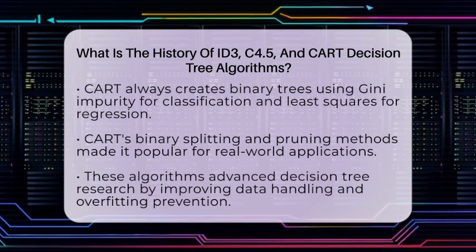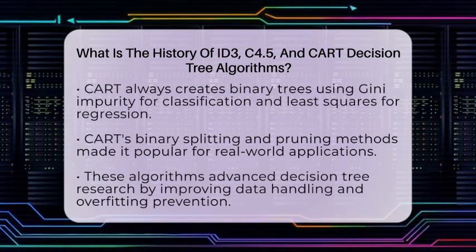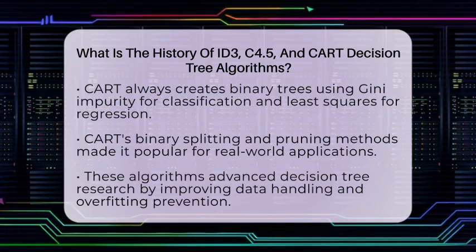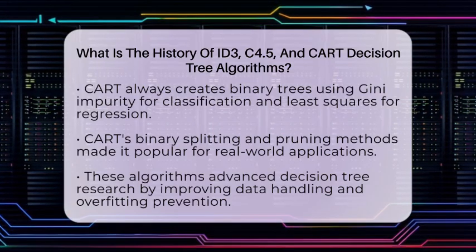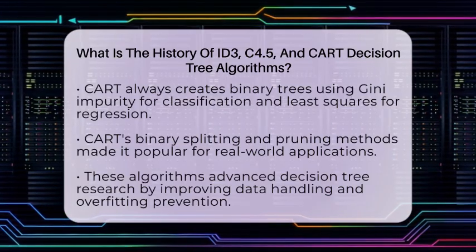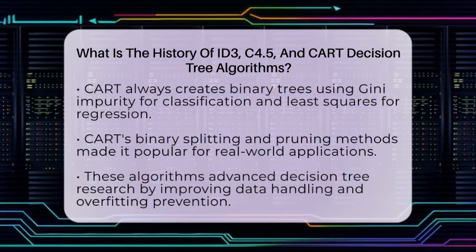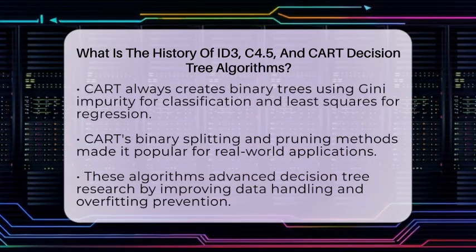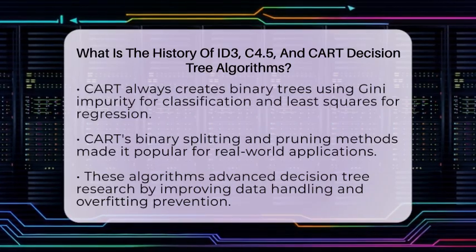Meanwhile, in 1984, another important decision tree algorithm was developed independently by Leo Breiman and his team. This was the CART algorithm, which stands for classification and regression trees. Unlike ID3 and C4.5, CART was designed to handle both classification tasks, like sorting emails as spam or not, and regression tasks, like predicting house prices.